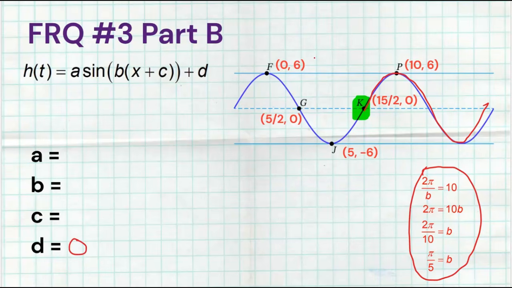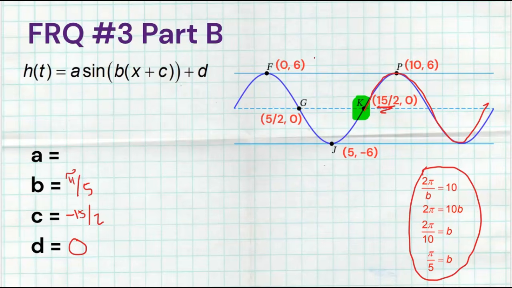That's the midline. The B value is still pi over 5. That is your B value that stems from the period. Now, because I'm starting at K, I'm starting right 15/2, so my C value would be negative 15/2, or negative 7.5 if you want to have that decimal. But it does have to be negative because it is a positive value, which means it moved to the right, so I need to have a negative on that C.